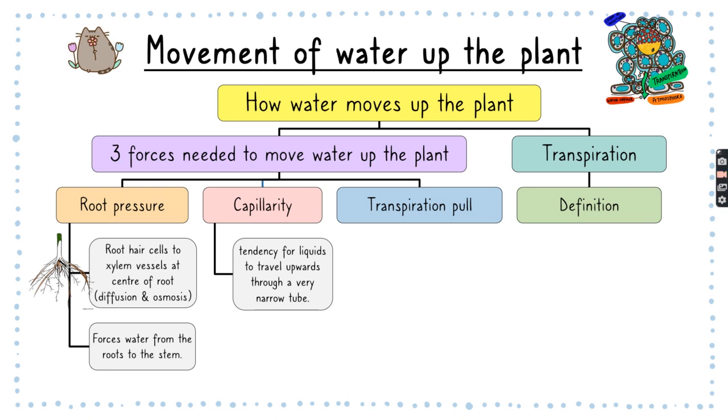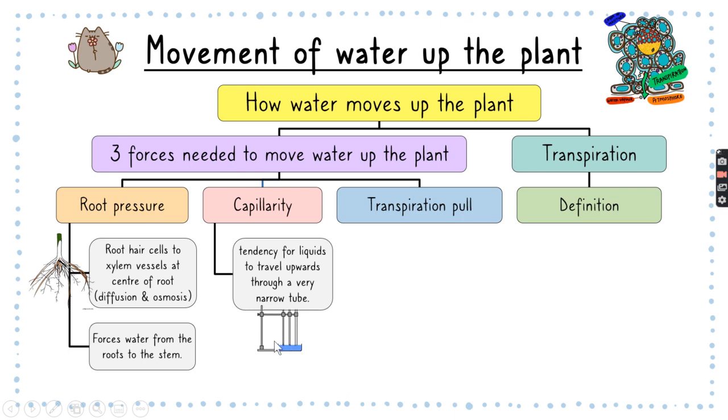Then after that, there is this other force called capillarity, which is the tendency for liquids to travel upwards through a very narrow tube. And this can be observed when we actually have different size tubes. So for example, this is a very, very narrow tube. You get a bigger one and then another one with a bigger lumen.